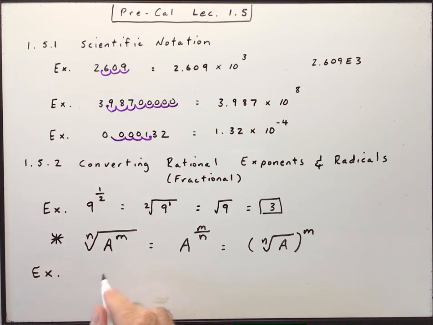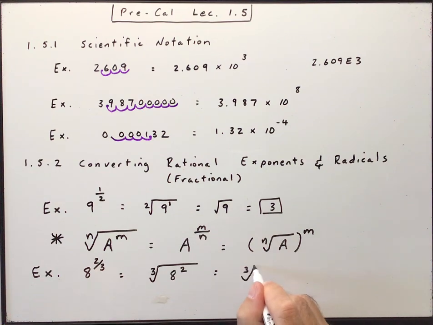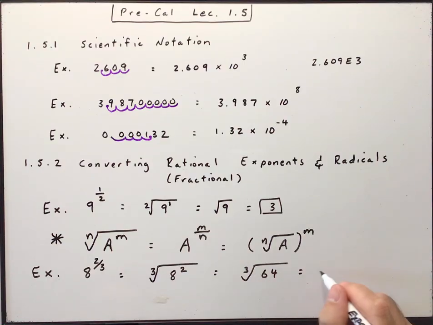Okay, let's do another example. Let's say we have 8 to the 2/3 power. Okay, that's going to be the cube root of 8 squared. 8 squared is 64, and the cube root of 64 is going to be the same thing as 64 to the 1/3 power, right? The cube root, that's an implied 1 and a 3, and that's equal to 4.